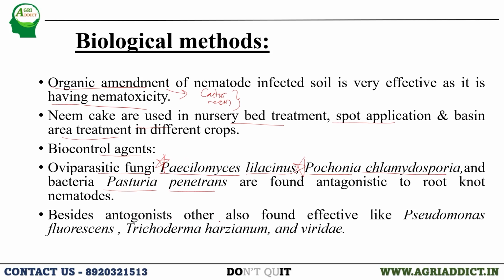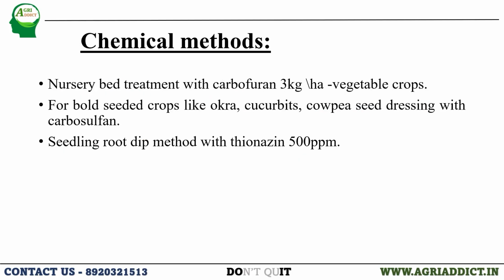Besides antagonists, there are some other important biological agents like Pseudomonas fluorescens, that is a bacterium, and Trichoderma harzianum and Trichoderma viride. These can also be practiced in the field ecosystem for the control of root knot nematode.